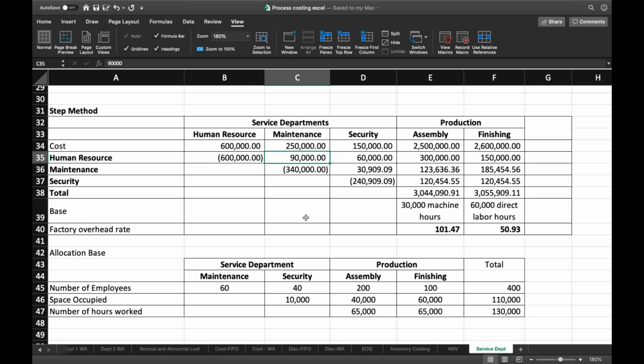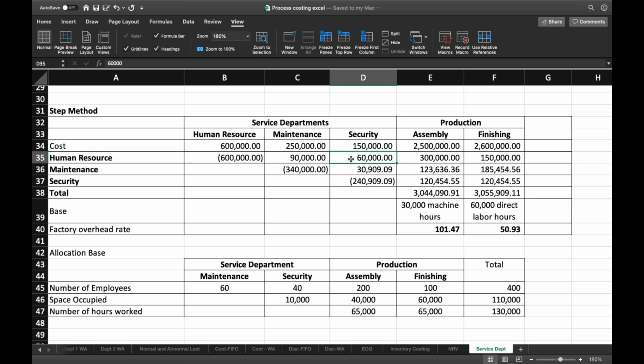For maintenance, they have 60 employees. For security, they have 40 employees. Assembly has 200 and finishing has 100. So in total, they all have 400 employees. So for maintenance, the share from the 600,000 would be 60 divided by 400 times the 600,000, that's 90,000.